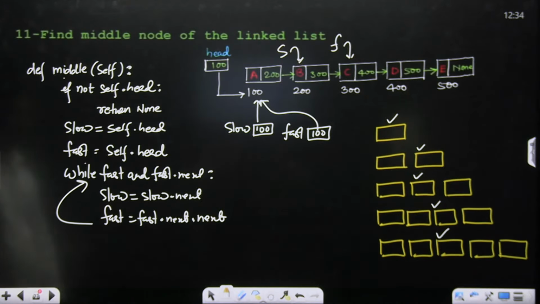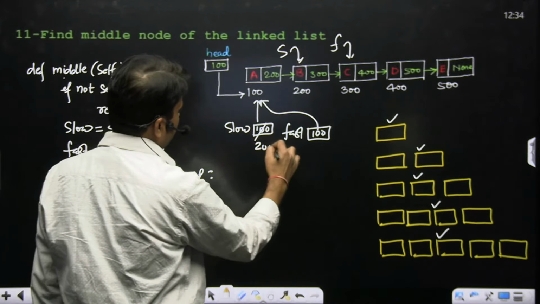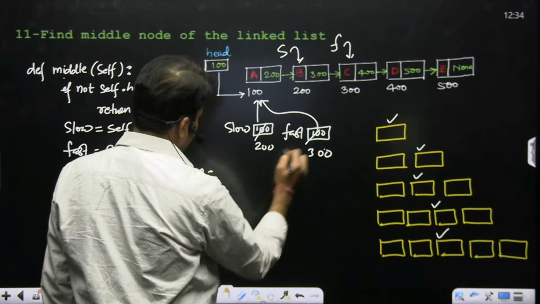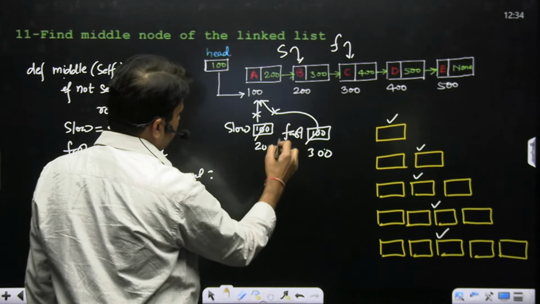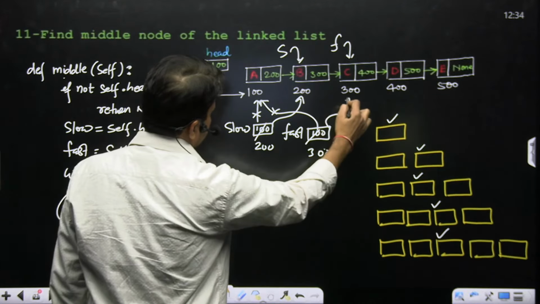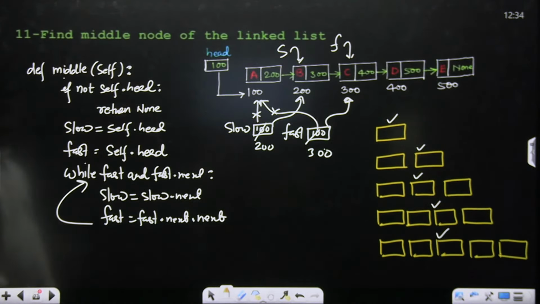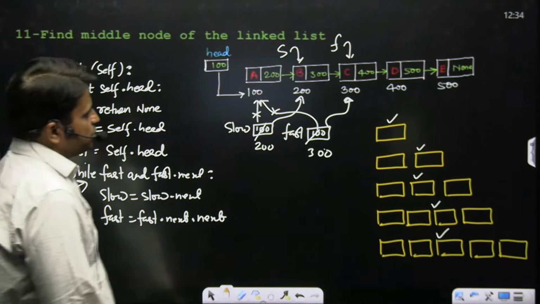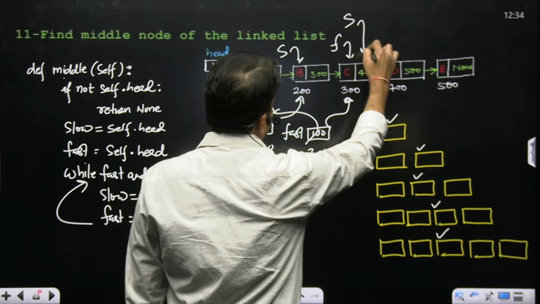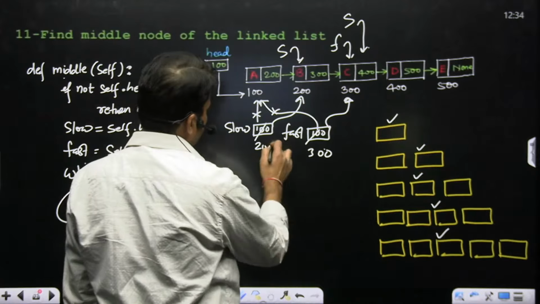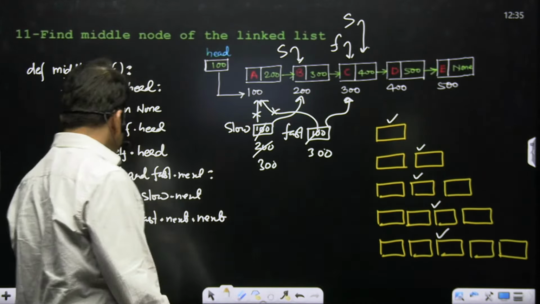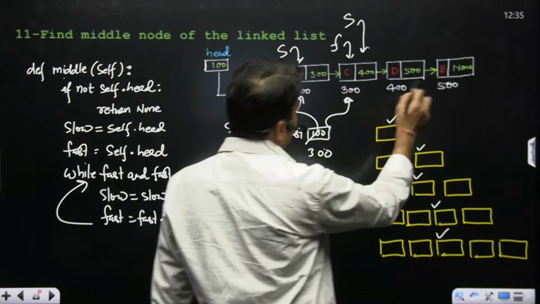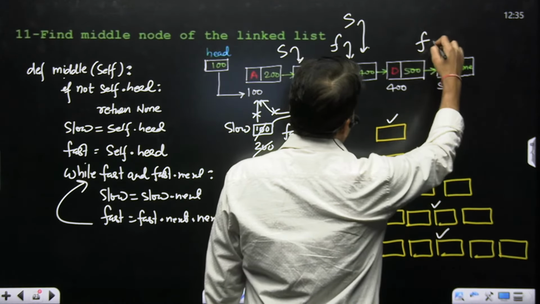Fast not equals None. What is slow? Slow is 200 and fast is 300. After this, slow is pointing to this one and fast is pointing to this one. Now next time, fast is 300 and fast.next is 400. You can move ahead, there is no pit, the null pointer will not be dereferenced. Move slow equals slow.next, so slow will point to 300. Then fast equals fast.next.next, and fast comes to this node.